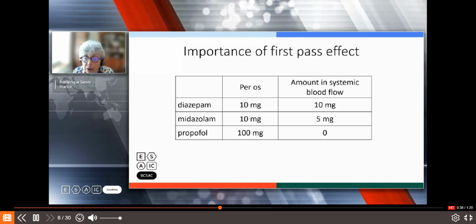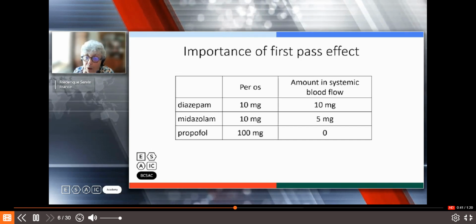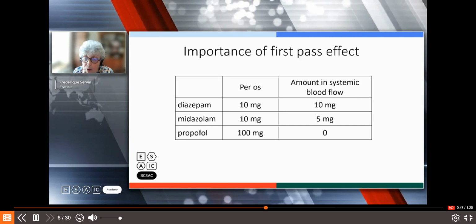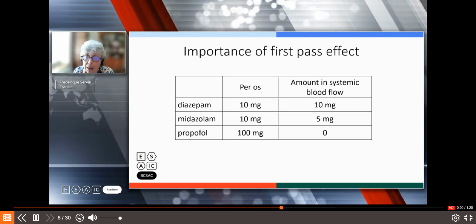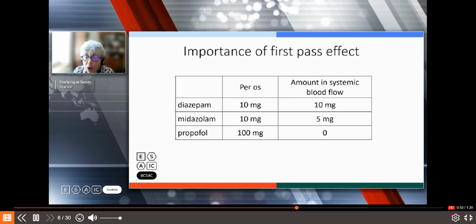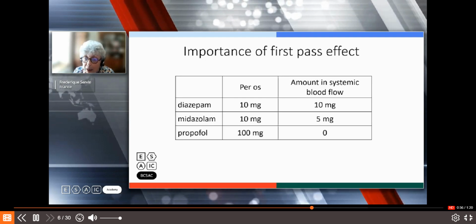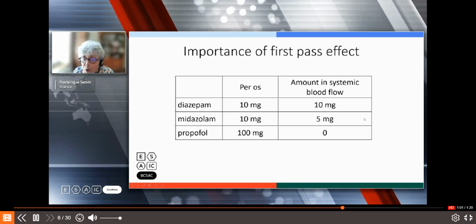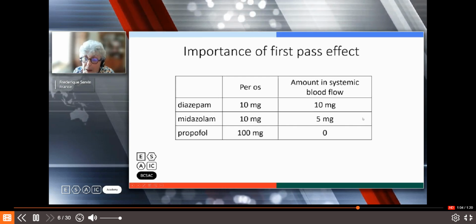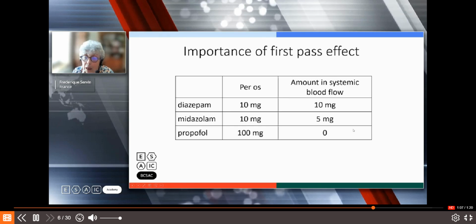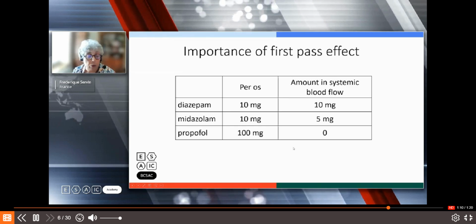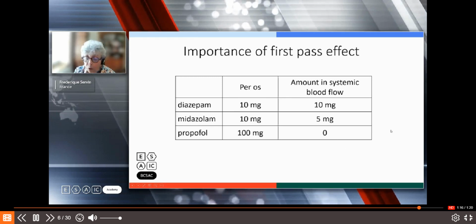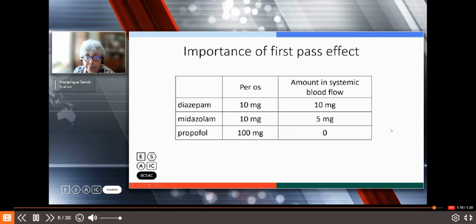But an important point is that the variability of this bioavailability is important, and it depends on the cardiac output. If an anxious patient gets 10 milligram midazolam orally with a high cardiac output due to the anxiety, you can get less than 5 milligrams in the systemic blood flow, whereas a patient on beta blockers will have more. If you give whatever amount of propofol you wish to a patient orally, nothing will appear in the systemic blood flow because of the high clearance.